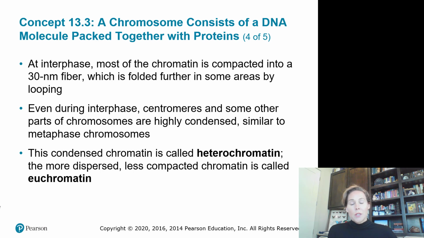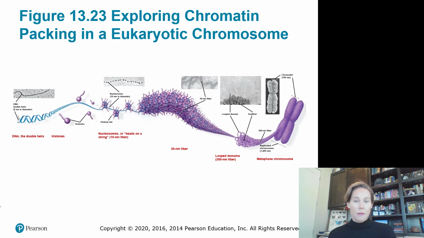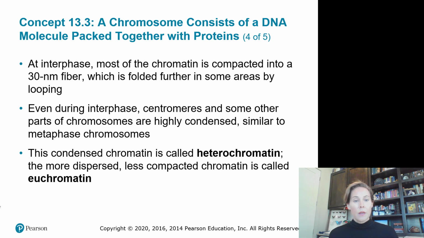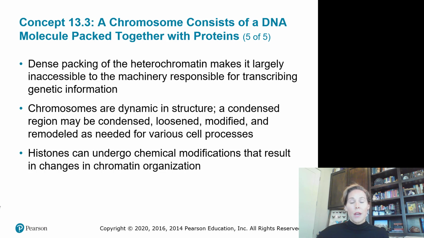At interphase, during mitosis, most of the chromatin is compacted, and then it continues to be folded a little bit further. So we saw that in this image over here. Even during interphase, the centromeres and some other parts of the chromosome are highly condensed, similar to metaphase chromosomes. The condensed chromatin is called heterochromatin, and the more dispersed and less compacted chromatin is called euchromatin. Dense packing of the heterochromatin makes it largely inaccessible to the machinery responsible for transcribing it.